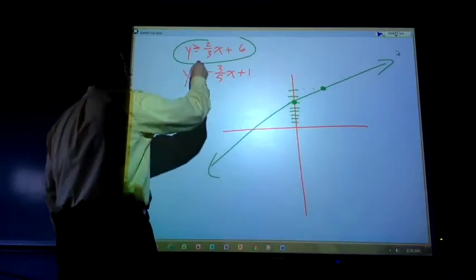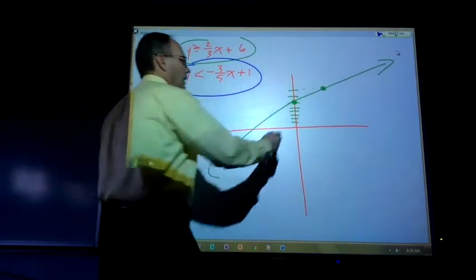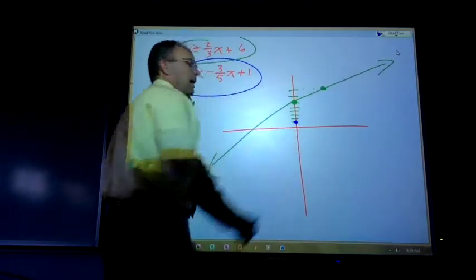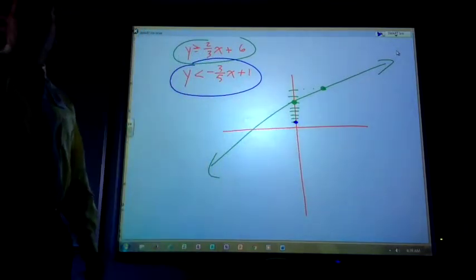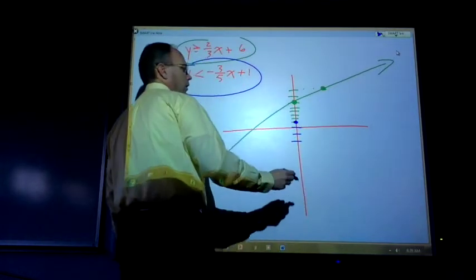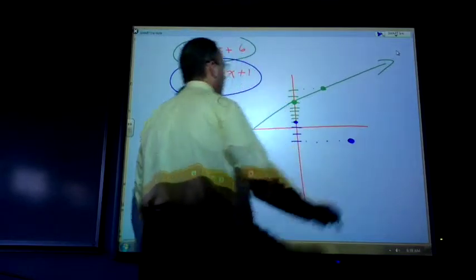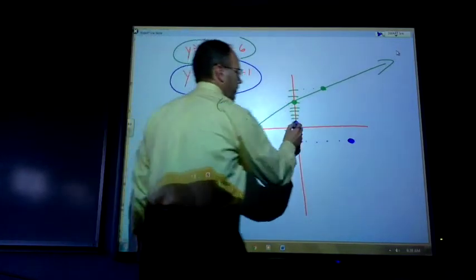All right. Second equation has a y-intercept of what? 1. So I'm going to put it right there. What am I going to do from that point? Down 3. 1, 2, 3, and right 5. Solid or dotted? Dotted.